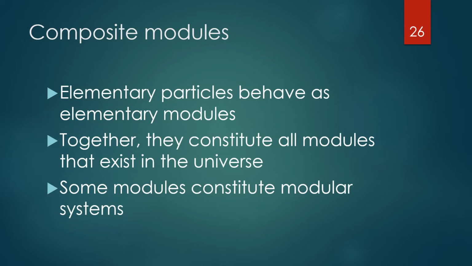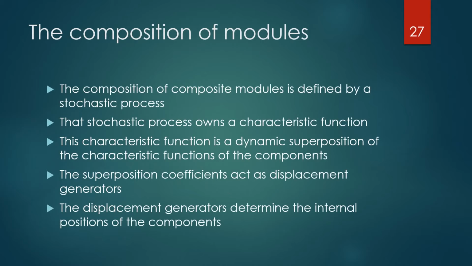Elementary particles behave as elementary modules. Together, they constitute all modules that exist in the universe. Some modules constitute modular systems. The composition of composite modules is defined by a stochastic process. That stochastic process owns a characteristic function. This characteristic function is a dynamic superposition of the characteristic functions of the components. The superposition coefficients act as displacement generators. Displacement generators determine the internal positions of the components.